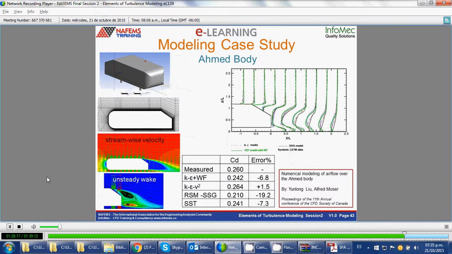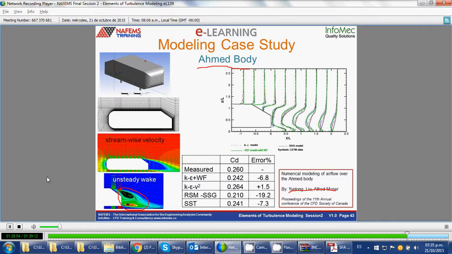So here's another study. These folks looked at Ahmed body. Ahmed body is a blunt body with massive wake separation, and it was tested a long time ago with very good experimental results. So a lot of folks have looked at this. They looked at, if they have a blunt geometry, they've looked at Ahmed body first to verify their turbulence modeling, and this is one of them.